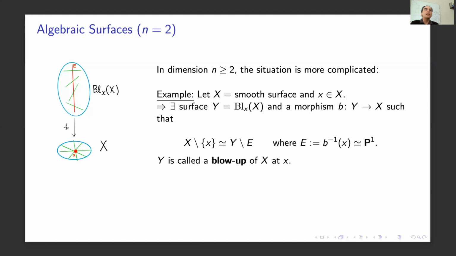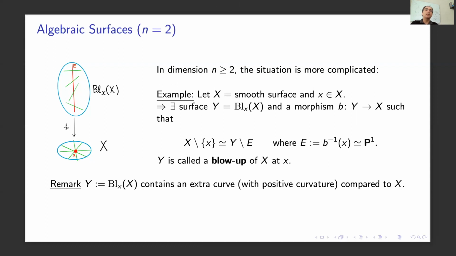As I mentioned, Y is called the blow up of X at x. The reason why we study this is because we obtain this way many new surfaces. This is still a smooth surface, so we can repeat the process. And we need to understand how these surfaces sit together. This is the role of birational geometry.